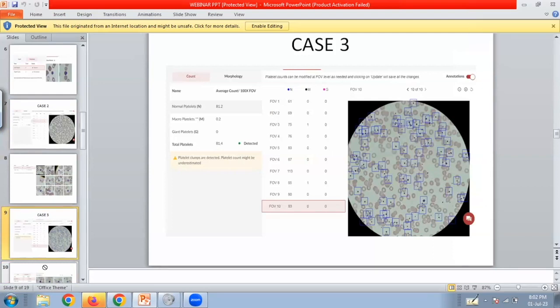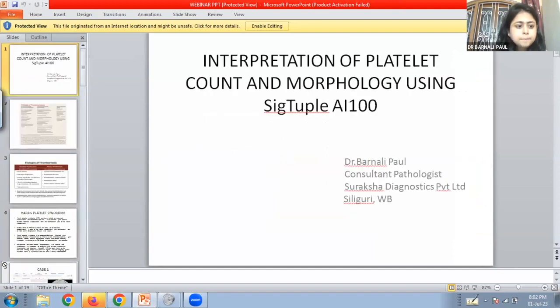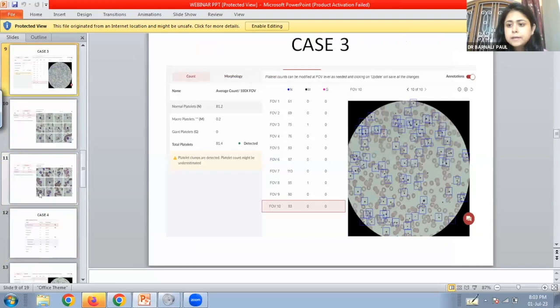So the third case was a case of thrombocytosis. So when the automated cell counter gave a very high platelet count, I immediately checked on smear, and on one field, there were around 70 to 80 platelets. So I thought of scanning the same slide on this AI device. So when I scanned the slide on this device, the average count was given as 81, which was quite accurate.